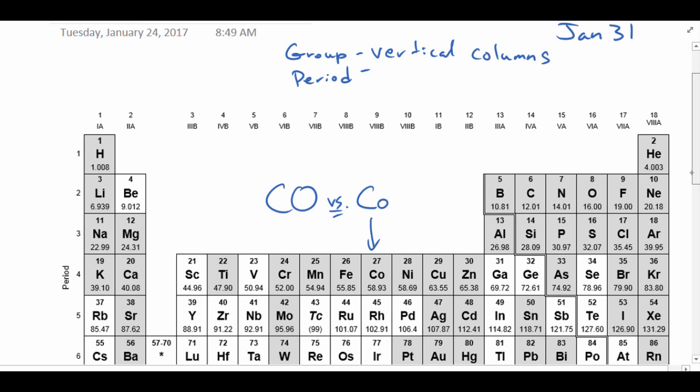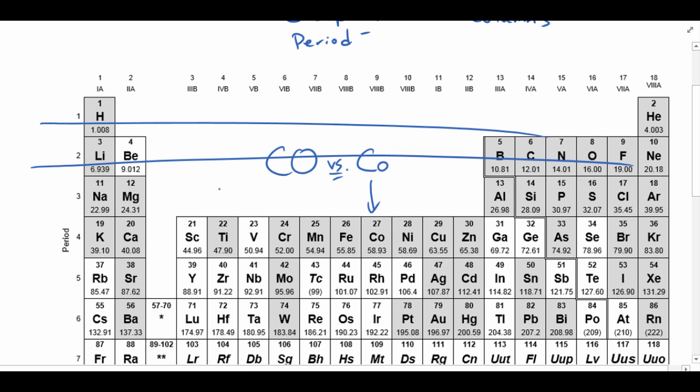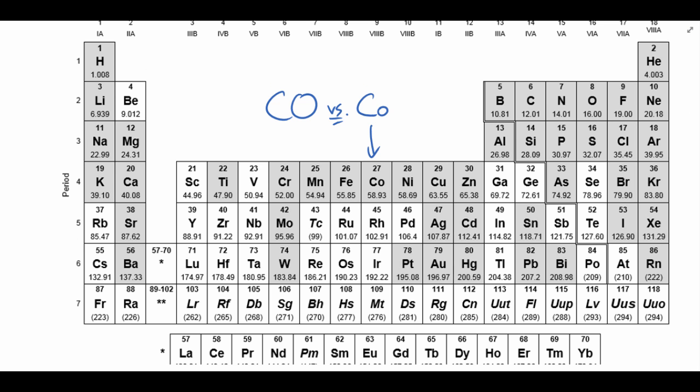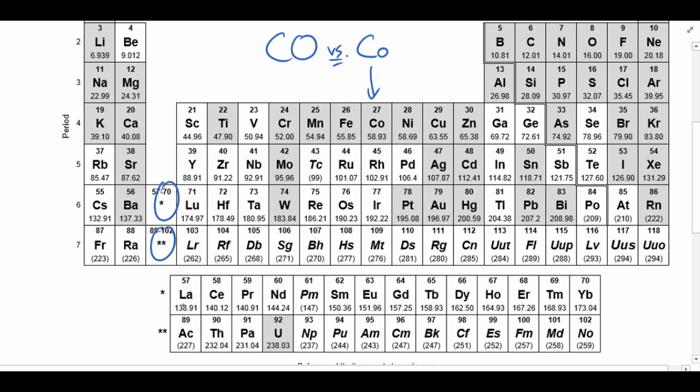Then the periods are the horizontal rows. You'll see that the periods here are numbered from 1 through 7. Now, these asterisks and double asterisks mean that these with a single asterisk belong to which period? Number 6, and these here belong to period number 7. The asterisks indicate that they're kind of footnoted.